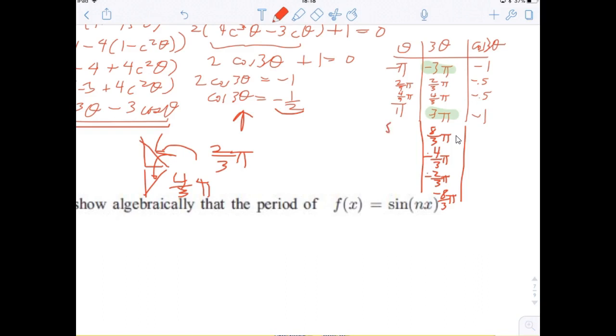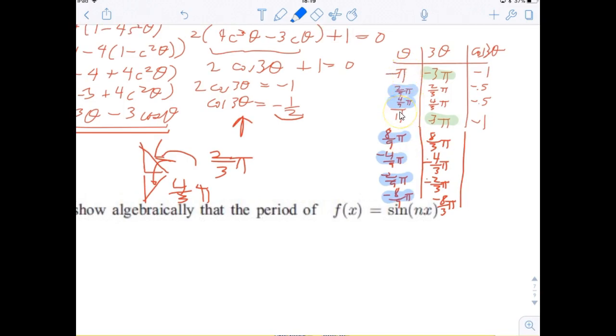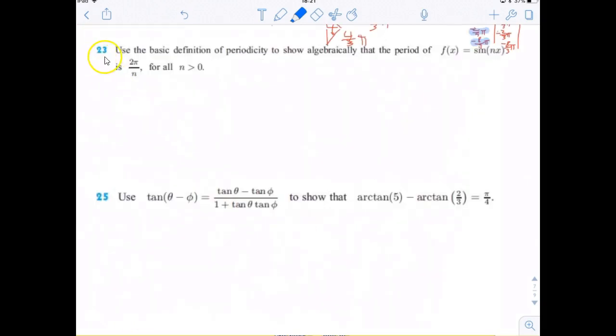So 8/3 pi would correspond to 8/9 pi. Negative 4/3 pi would correspond to negative 4/9 pi. Negative 2/3 pi would correspond to negative 2/9 pi. And negative 8/3 pi would correspond to negative 8/9 pi. All of these values are going to be fine as solutions, right? Because all these theta values are between negative pi and pi, and all the 3 theta values are between negative 3 pi and 3 pi. Okay, so we're fine. Let's take a look at 23.